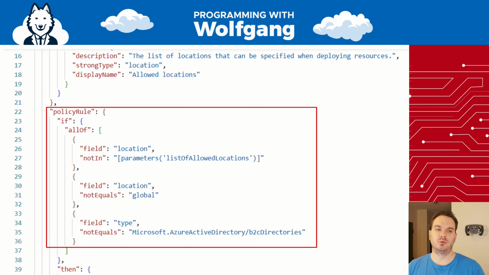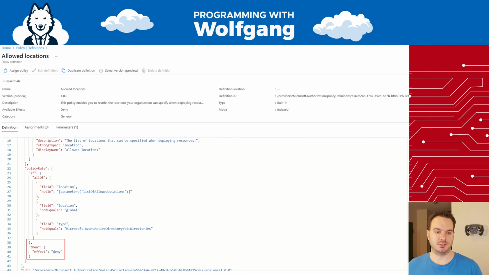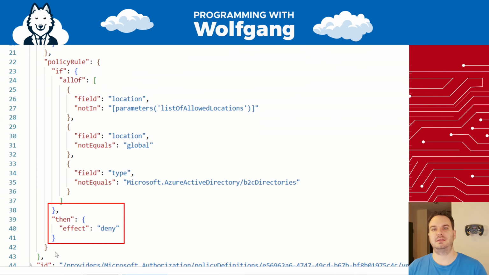If the policy rule applies, then we have an effect on what should happen. That's down here. So let's zoom in again. And in this case, the effect is deny. This means if the policy rule applies, then the policy will deny the creation or the update of the resource you try to change or create. The other effects we have are allow, which is the opposite of deny, and we also have audit.